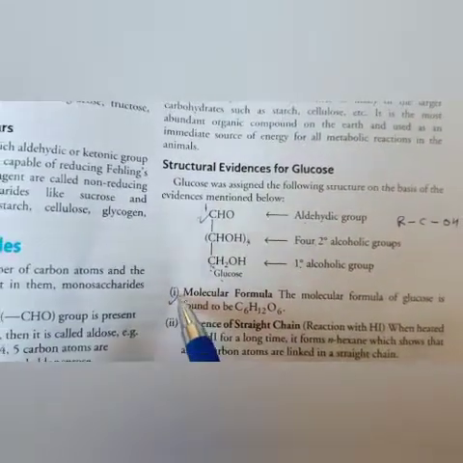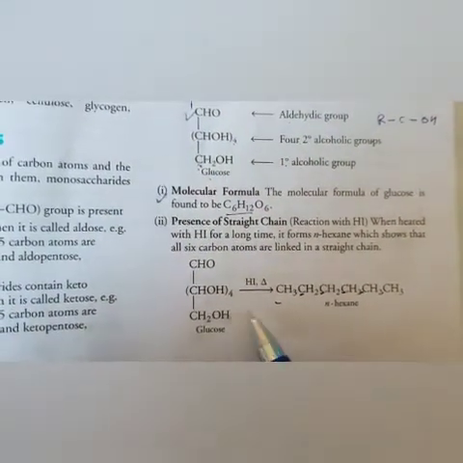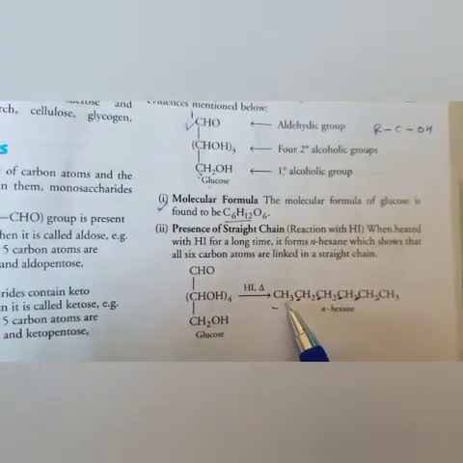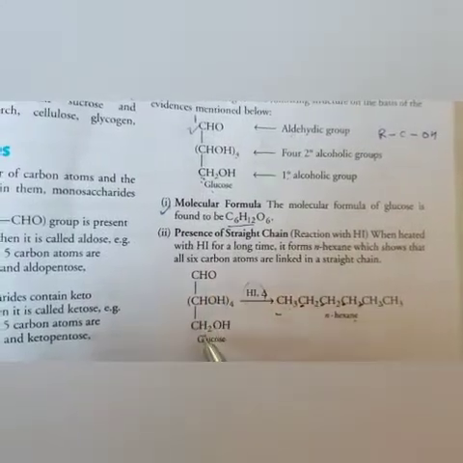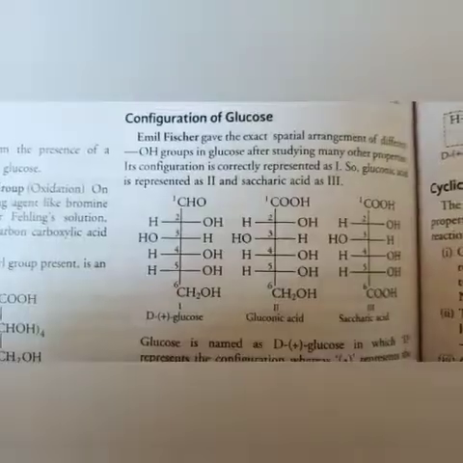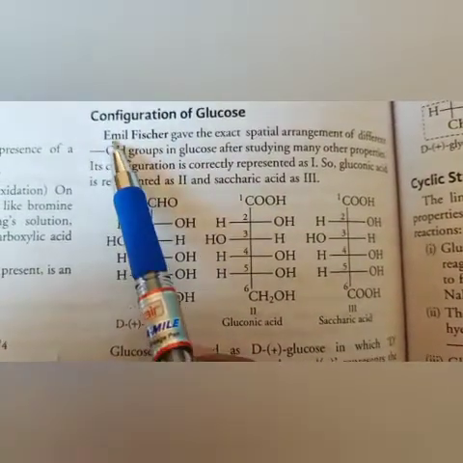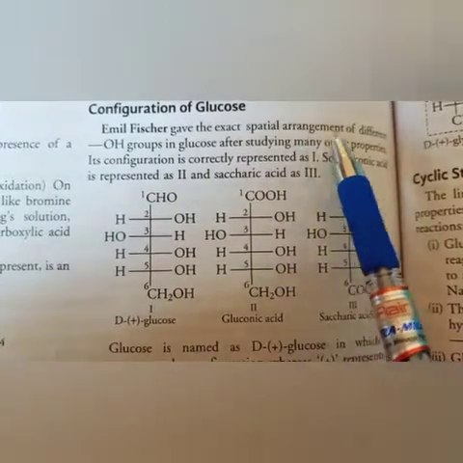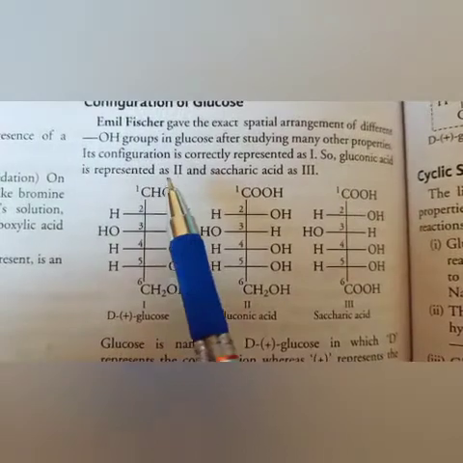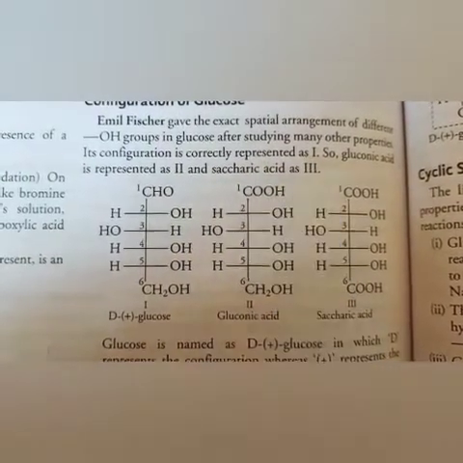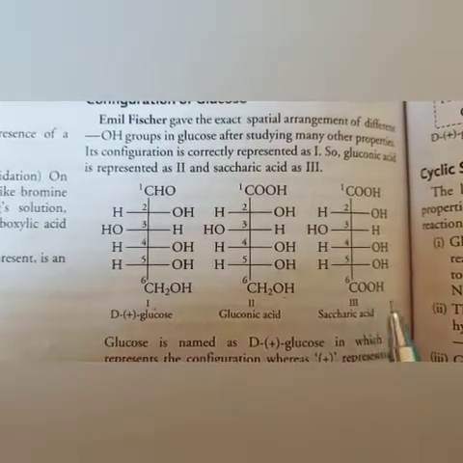The molecular formula is C6H12O6, and there is a straight chain. With HI, glucose gives n-hexane, which shows the straight chain. Dear students, configuration is the feature which gives the exact spatial arrangement of the different OH groups in glucose. After studying many other properties, its configuration is correctly represented in 1. Gluconic acid is represented as 2 and saccharic acid as 3.